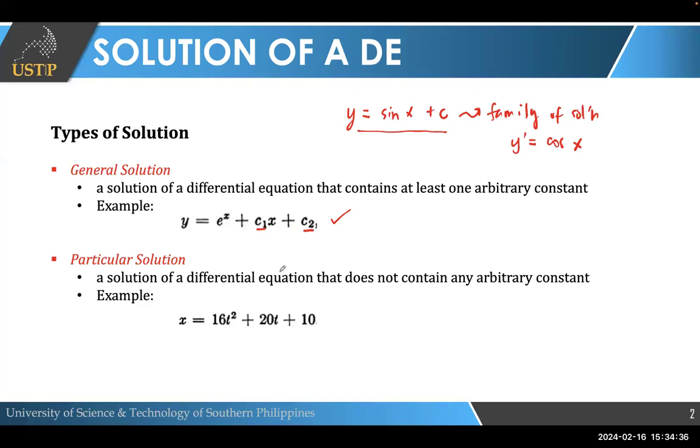On the other hand, class, a particular solution is a solution of a differential equation that does not contain any arbitrary constant. If you see only the independent and dependent variables, then that is your particular solution. For example, x is equal to 16t squared plus 20t plus 10. So this is your particular solution. You don't see any constant there.